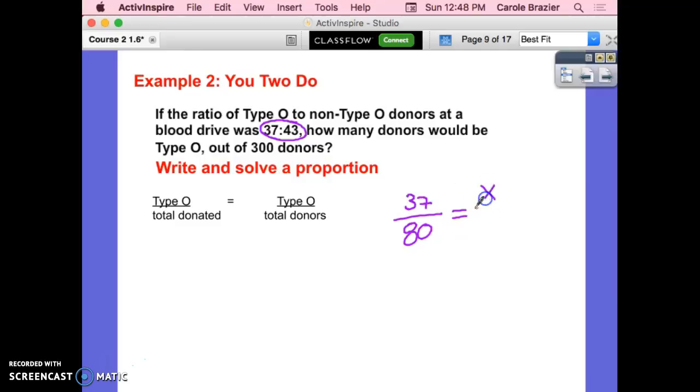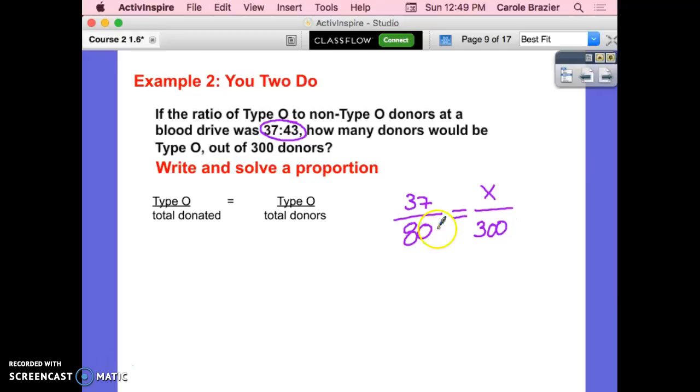I'm looking for how many type O donors there would be out of 300 total. So this is just kind of giving me an estimate that if this is the case, what would happen if this many people came in? So it's kind of giving us a roundabout idea. Okay? Pause the video, solve this proportion. When you come back, I will give you the answer.